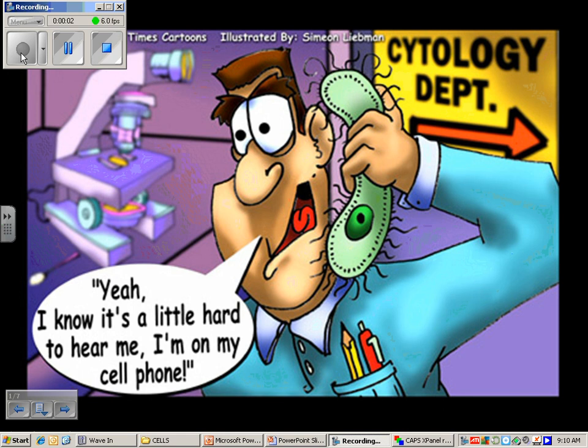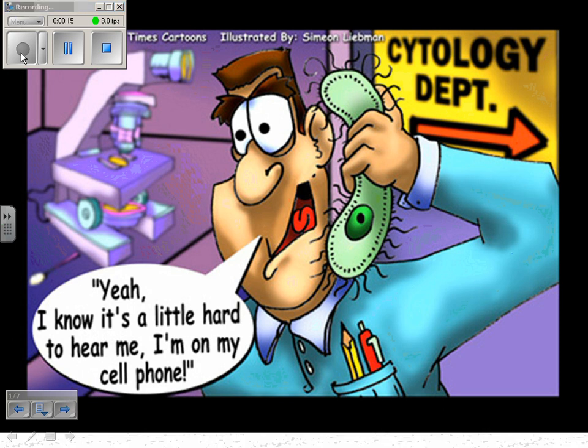Okay, so we're talking about cells today. I thought we'd start off with a fun cartoon. This guy's on his cell phone. He's working in the upper right-hand corner in the yellow cytology department. Cytology is the study of cells.